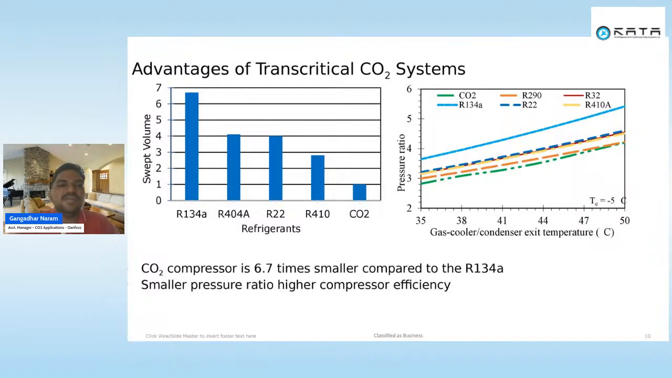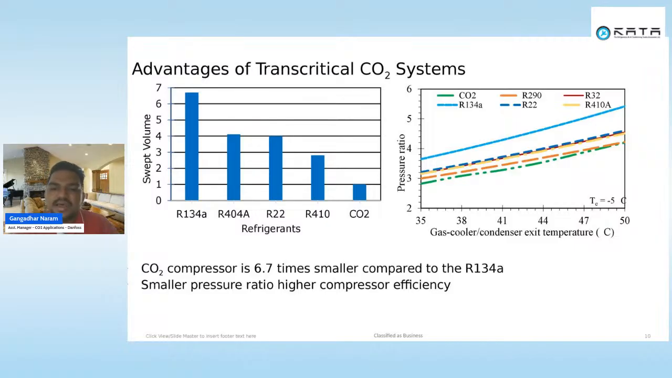If you look at the advantages of transcritical CO2 systems, for example, the swept volume of the CO2 compressor, the piston cylinder compared to an R134A compressor, you can observe here. The CO2 compressor is nearly 6.7 times, more than 6 times, smaller compared to your R134A refrigerant. Because of the smaller pressure ratios also, because with 40 bar and 115 bar, when you divide the suction to discharge, you end up with small compression ratios, which also gives high compressor efficiency.